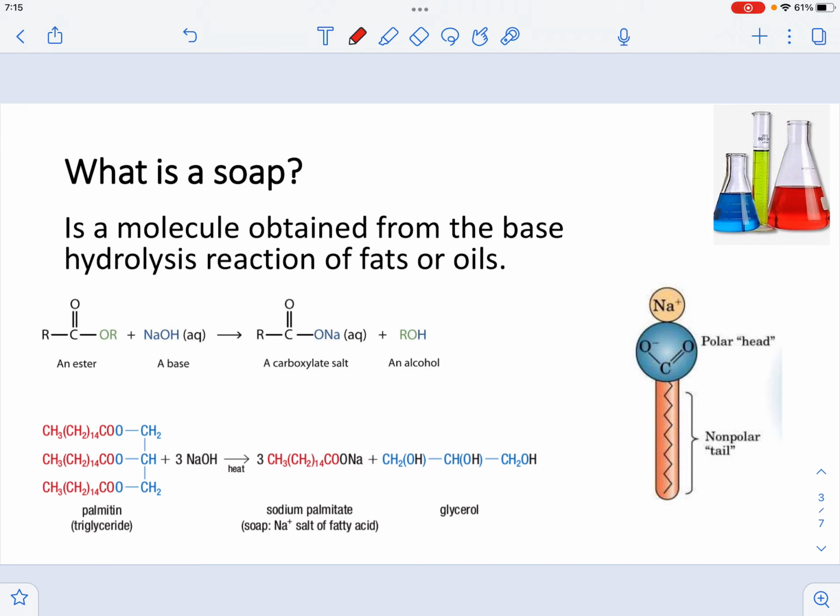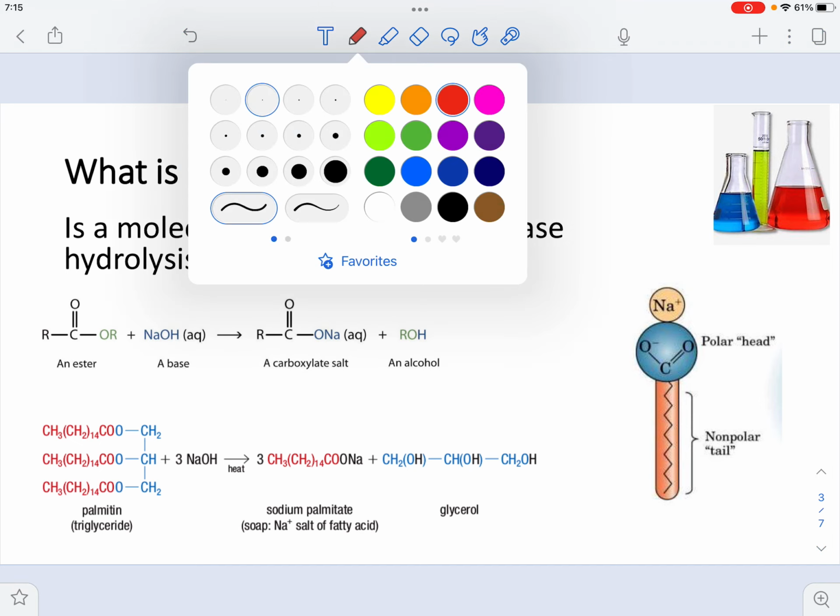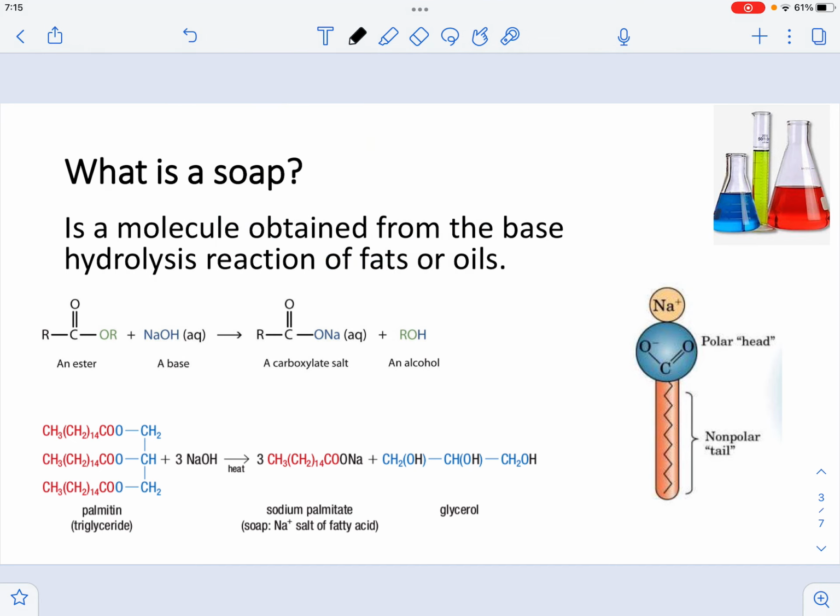First, let's define what is a soap. Soap is a molecule that is obtained from the base hydrolysis reaction of fats or oils. This reaction has basis in organic chemistry. It is known that when the functional group ester, and we can see it here on reaction 1, reacts with a strong base like sodium hydroxide, and the reaction is heated, there are two products that will be formed. The first one is a carboxylate salt, and the other one is an alcohol.